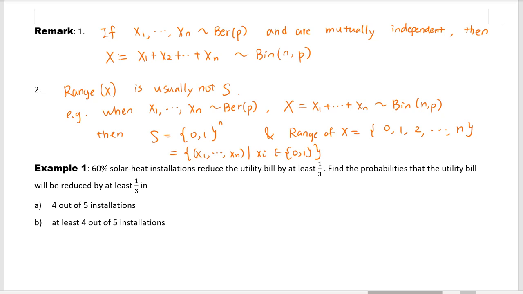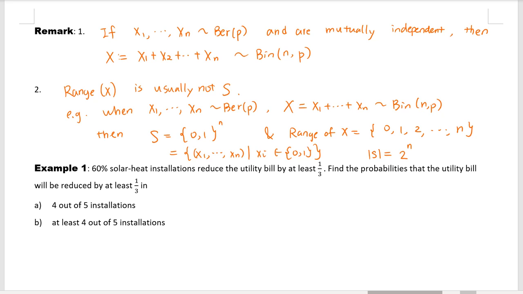Alright. And so what is the size of S? Because in each trial we have either success or failure, so we have 2 outcomes in each trial and we have n trials. So that's why 2 to the n.